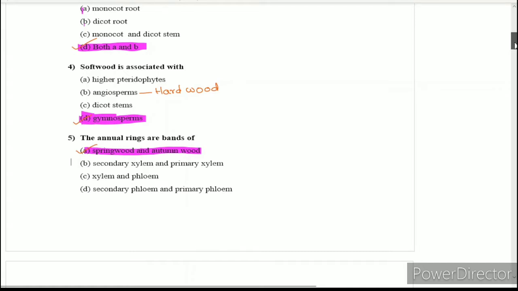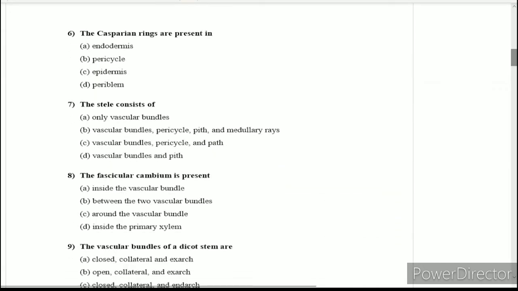Next question, sixth one. The Casparian strips are present in option A, endodermis, option B, pericycle, option C, epidermis, and option D, piliferous layer. Option A, endodermis, is the correct answer. It is found in the endodermis. Actually, these are barrel shaped cells in which the Casparian strips are present. So endodermis is the correct answer.